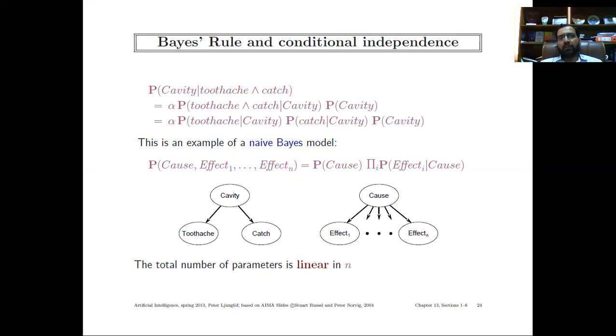So we have the probability of cause given effect 1, comma, dot dot dot, effect n, is equal to probability of cause times the product over i of probability of effect i given cause. If you go for the parameters, you can find it is linear. You can see in this diagram that you have the cause and then you have various effects. For example, you have the cavity, and because of toothache or catch you have effects. So the total number of parameters in this case is linear. It basically is a linear progression.